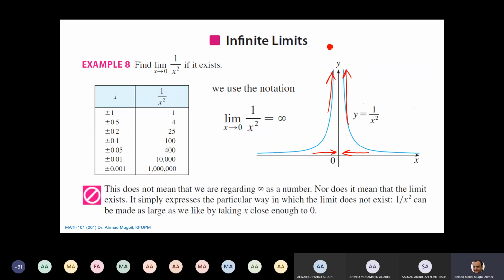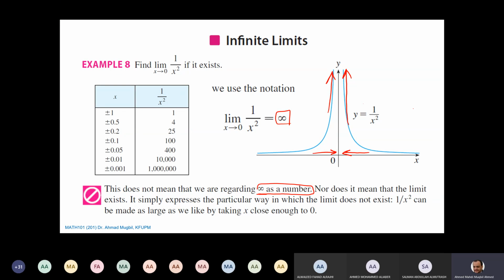But be careful, shabab. This does not mean that we consider infinity here as a number, because when you write equals, it should equal something that exists and is a number. It is not. In fact, infinity is not a number. It is just a mathematical symbol. I think I will explain this in the next slide. It also doesn't mean, shabab, that the limit exists. It is another, more specific way of the non-existence of a limit.